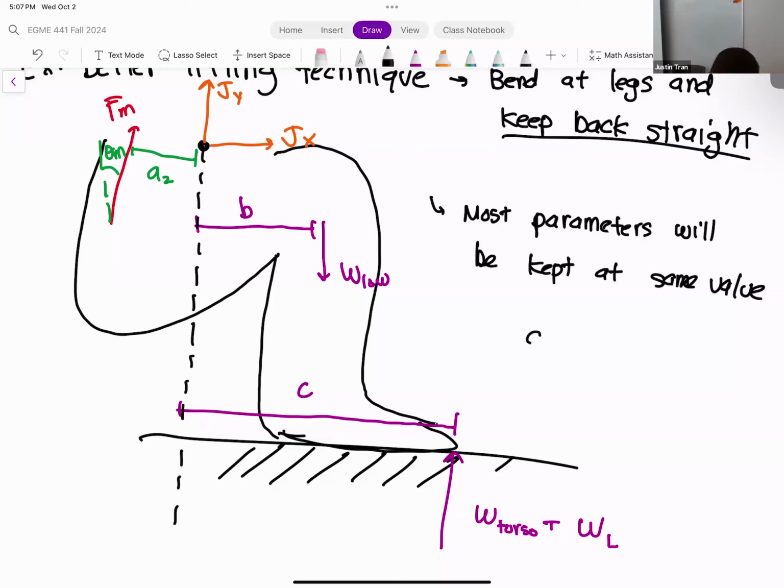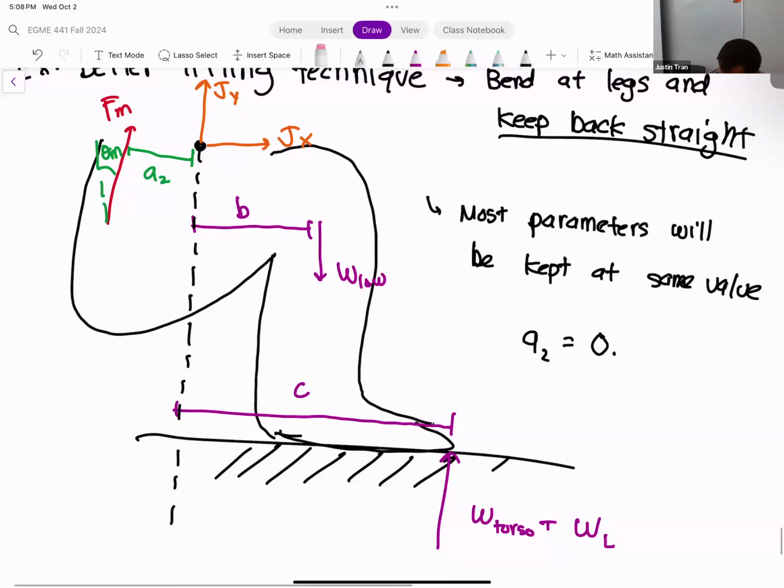The only difference is A2, the moment arm for the muscle force. So this is going to get slightly bigger. This is now going to be 0.03 H. In the previous problem it was 0.02. And I'm sorry, also the attachment angle is going to change as well. So theta M now is going to be 20 degrees. So your muscle force is now directed more upwards compared to before.